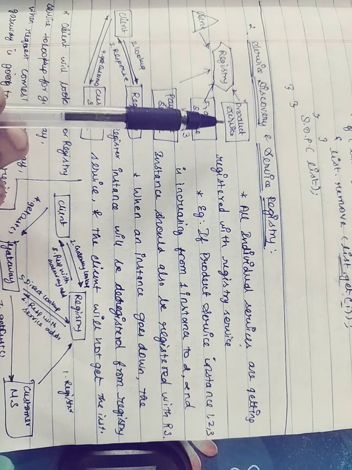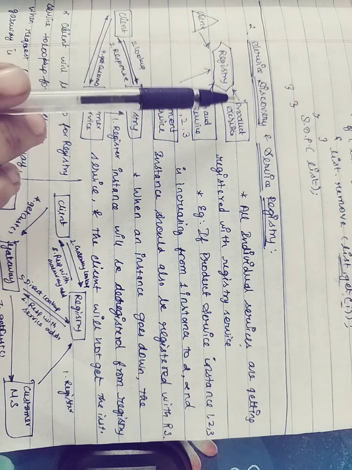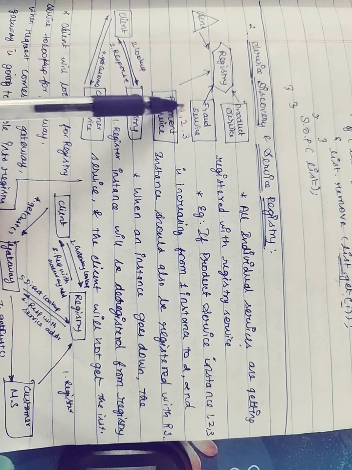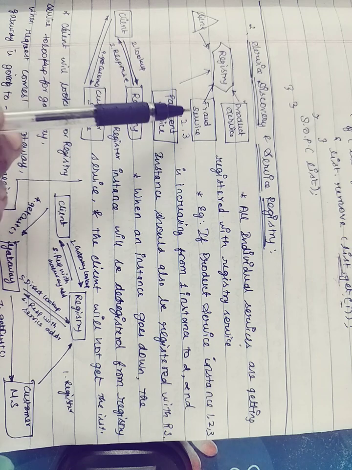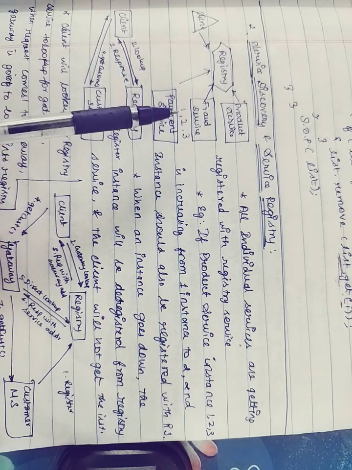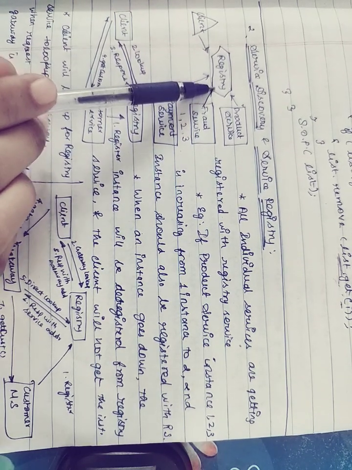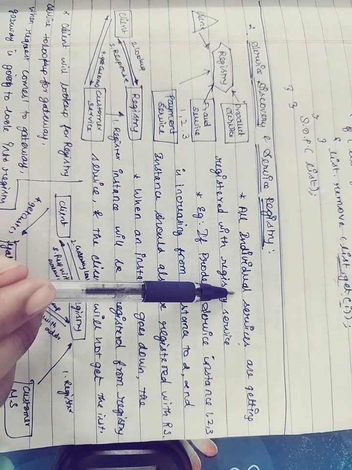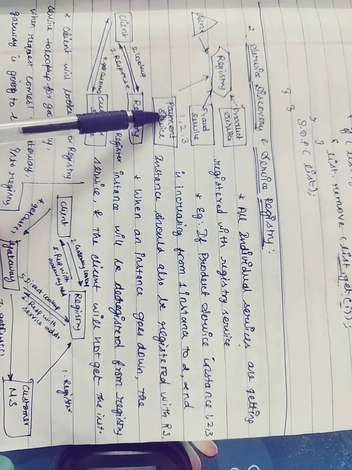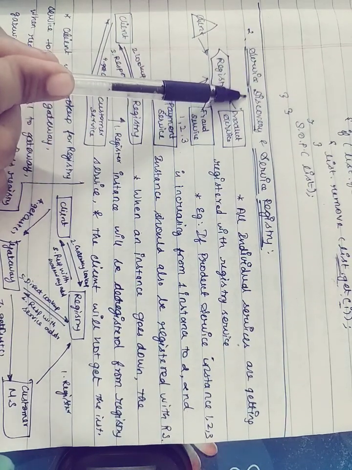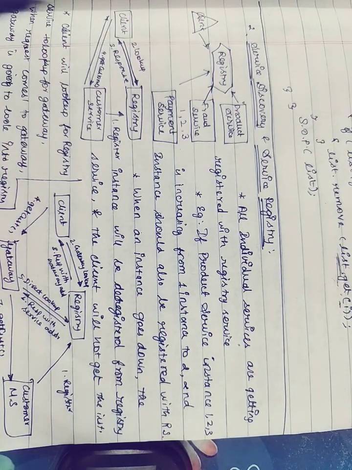Within the payment service, for example, I have three instances which are created like 1, 2 and 3. All these instances have to be registered within the registry. So all the individual services are getting registered with the registry service. This is the first thing that we need to do whenever we declare a service discovery.